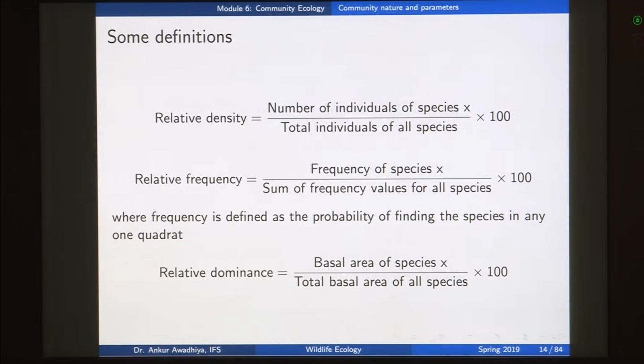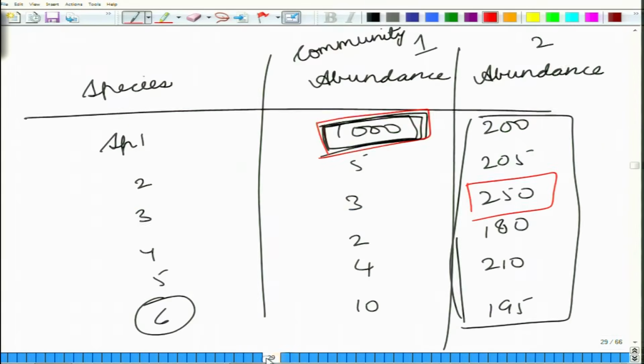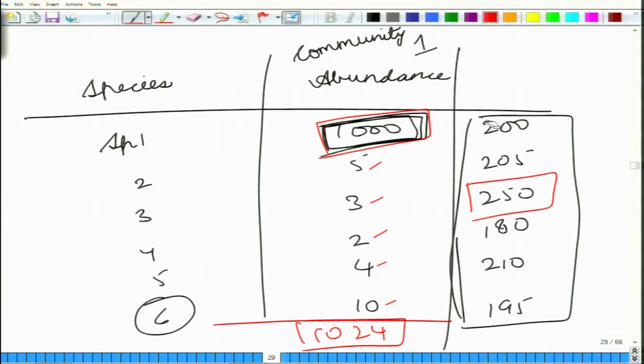So, the first one is relative density. Now, relative density is number of individuals of a species X divided by total number of individuals of all the different species into 100. So, when we are talking about the relative density, in this case we are totaling up the total number. So, here you have 1000, 5, 3, 2, 4, 10, so here you have 1024. So, that is the total number of individuals that you have in this particular community.